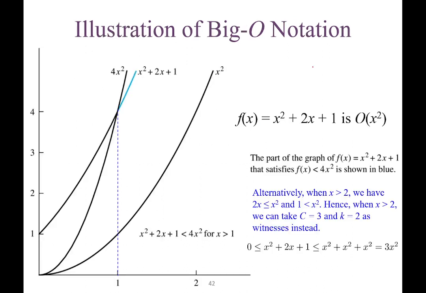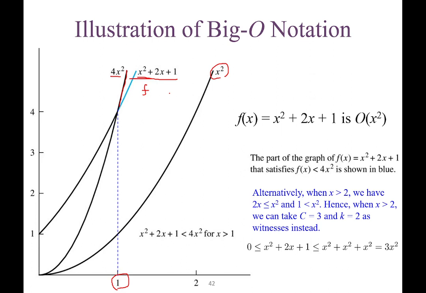Okay, let's look at these figures to understand the relationships of these functions. Here we have x squared, and we have x squared plus 2x plus 1. After we use 4 times x squared, you can see that when x is larger than 1, f of x is always under 4 times x squared. So we found the witnesses k and c as 1 and 4.